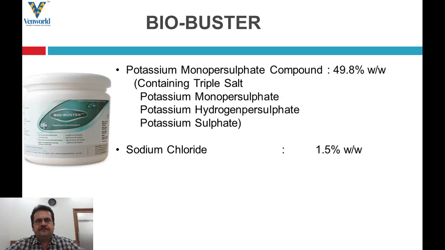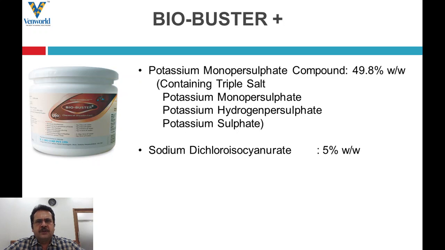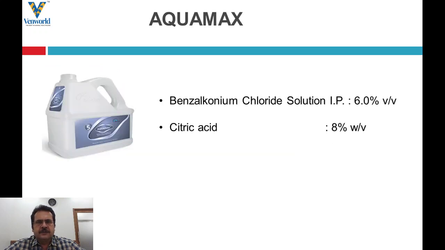Then we'll come to Biobuster. This compound has to be used in alternation with B904: one day B904 is used, the second day Biobuster can be used. This has a potassium monopersulfate compound 49.8% and sodium chloride 1.5%. And Biobuster Plus also can be used alternate to Biobuster. It has potassium monopersulfate compound 49.8% and sodium dichloroisocyanurate 5%.